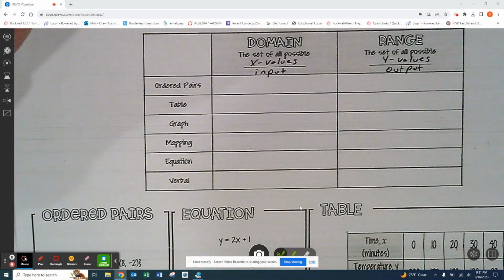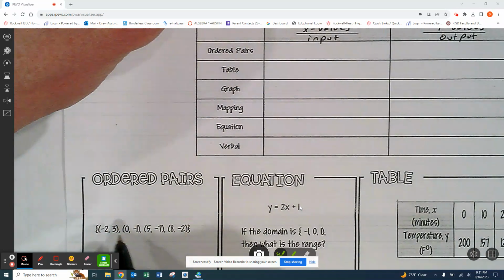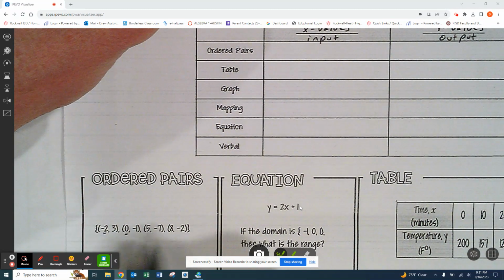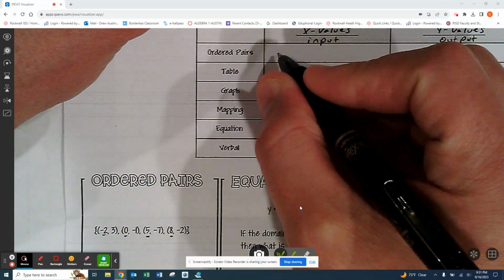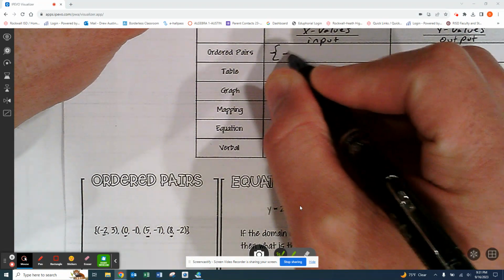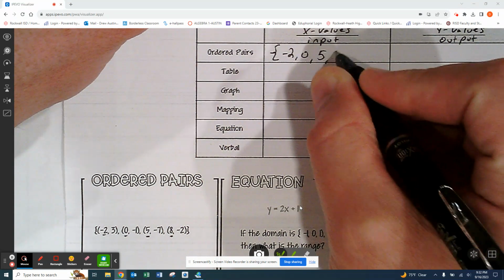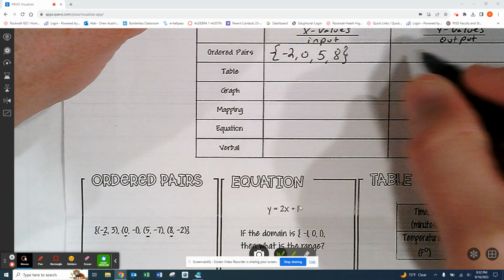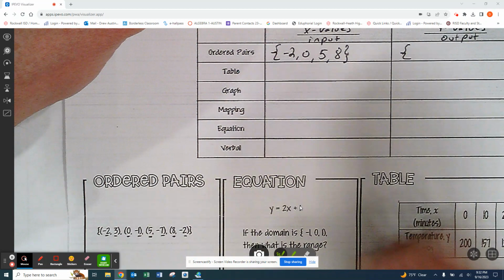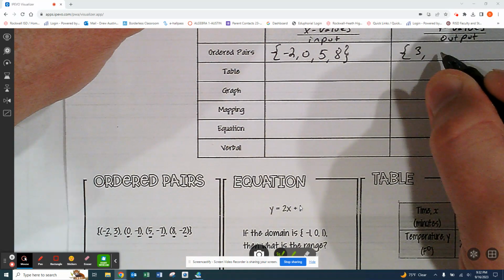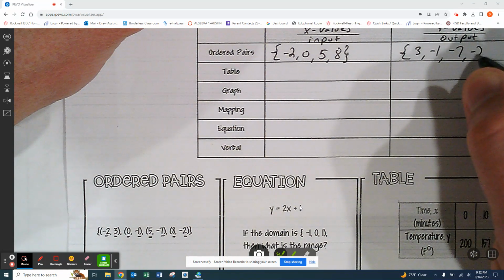So our domain are the x values in our ordered pairs. Our ordered pairs are down here to the bottom left. Our x values are the ones that come first. So our domain is -2, 0, 5, and 8. Our range is the y values, which is 3, -1, -7, and -2.